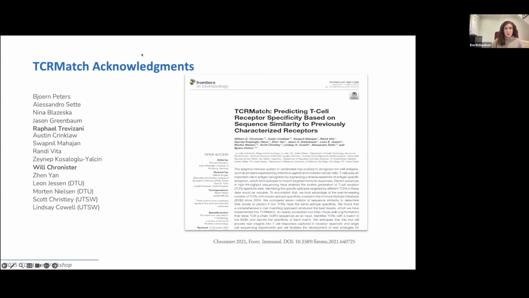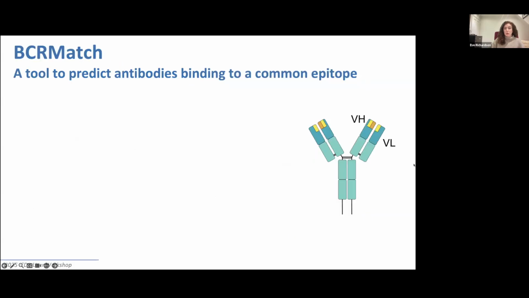So as we get to the end of the TCRMatch section of the presentation, I'd like to just briefly acknowledge all of the contributors to the original work. So here's a paper. This was published in 2021, as well as Raphael, who has been the developer and maintainer for this tool over the last few years, and has made some valuable contributions towards continuing to improve TCRMatch as we get more data.